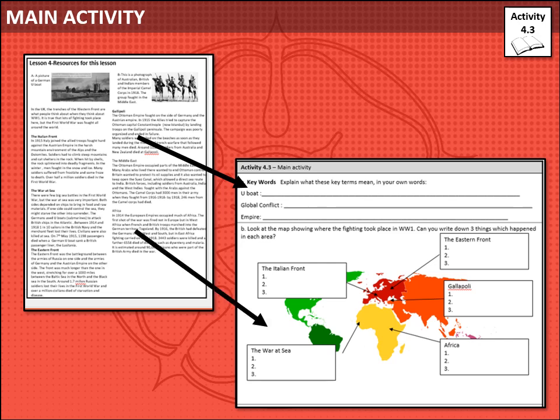Your second activity is going to be to have a look at this map that I've put down, and it shows where the fighting took place in World War One. I'd like you to read the information, and write down 3 things which happened in each area. So the Italian front, the war at sea, the Eastern front, and the Gallipoli and Africa. All the information is headed. You just need to write down 3 things that happen in each area. That is activity 4.3 in your workbook.